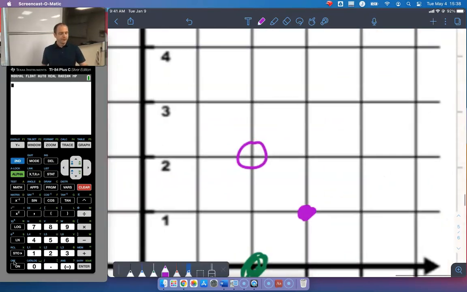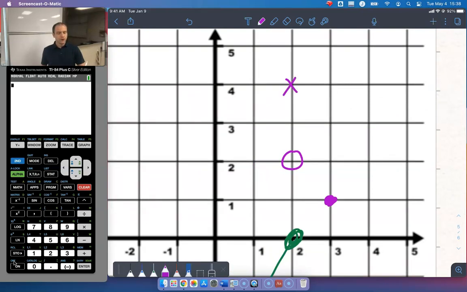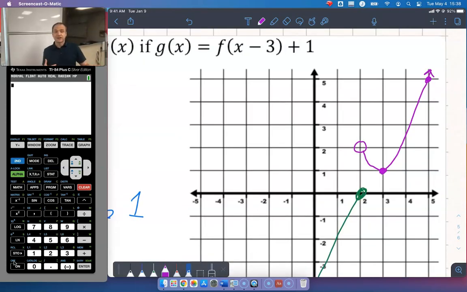So rather than plotting my point at 2, 4, I'm going to go to the right 3, 1, 2, 3, and I'm going to go up 1. And so there is the end of the parabola towards the direction where you're going to point the arrow. So it curves down, and then it curves up following this way, and then I have my arrow. And so that is the transformed function.